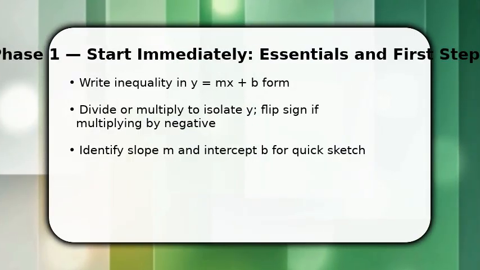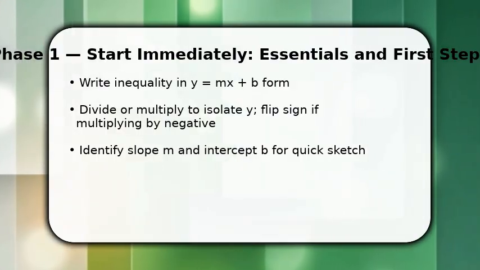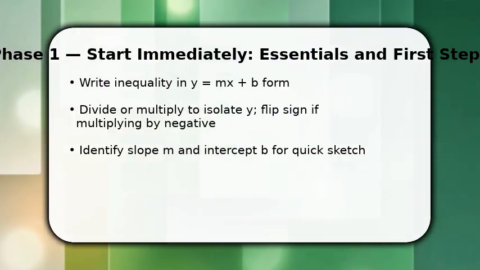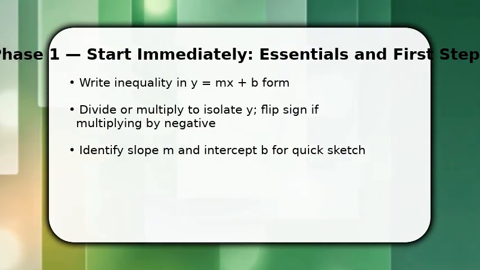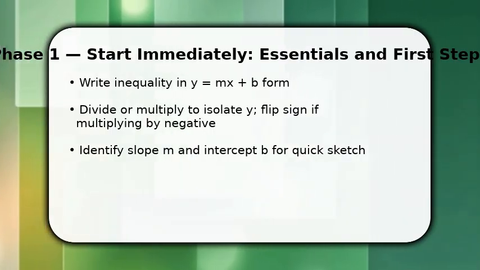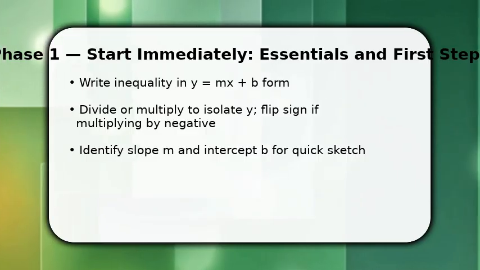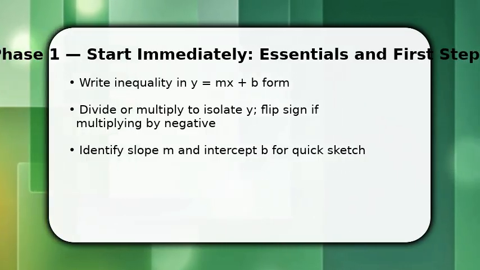You begin by rearranging. Get the inequality into y equals mx plus b so you know slope and intercept. First, move terms to isolate y. If you multiply or divide by a negative number, make sure to flip the inequality sign.